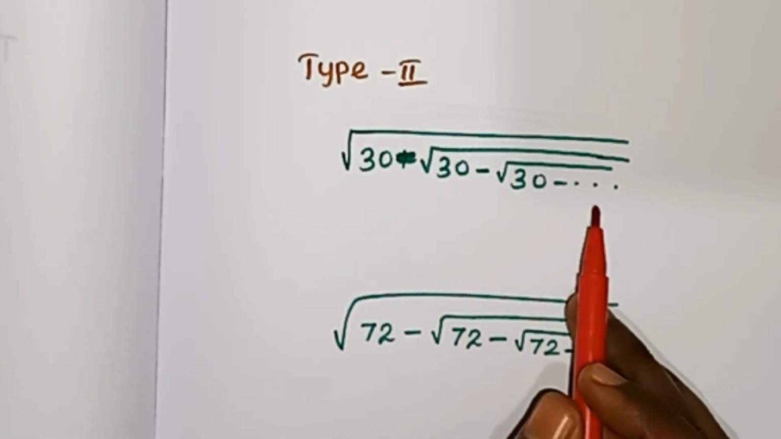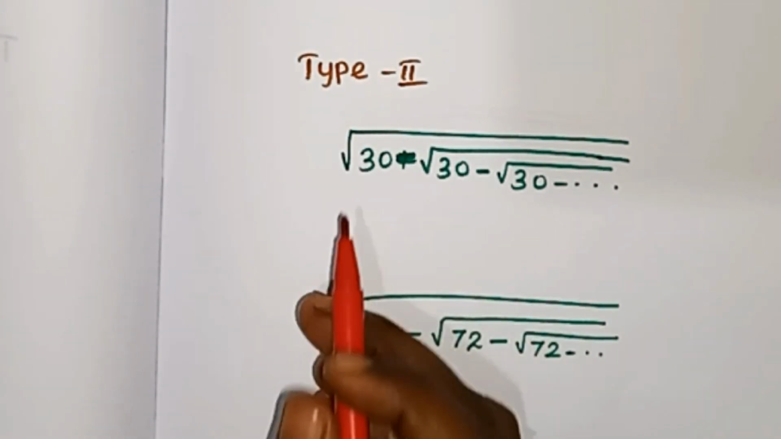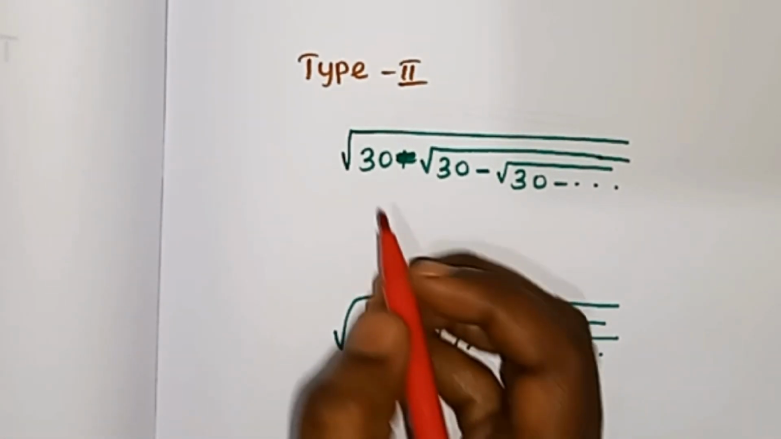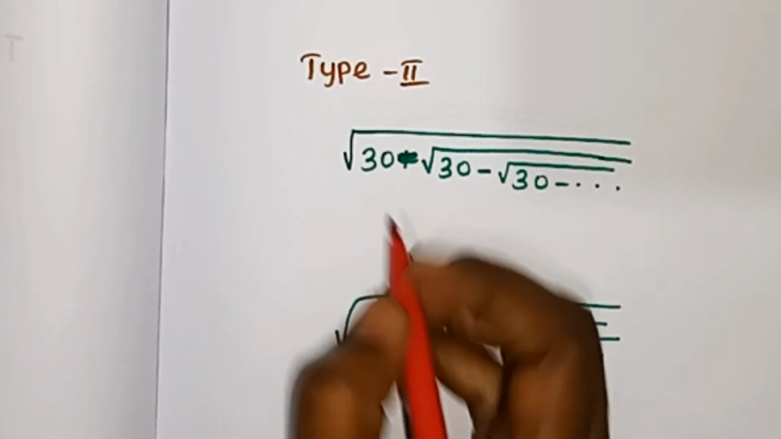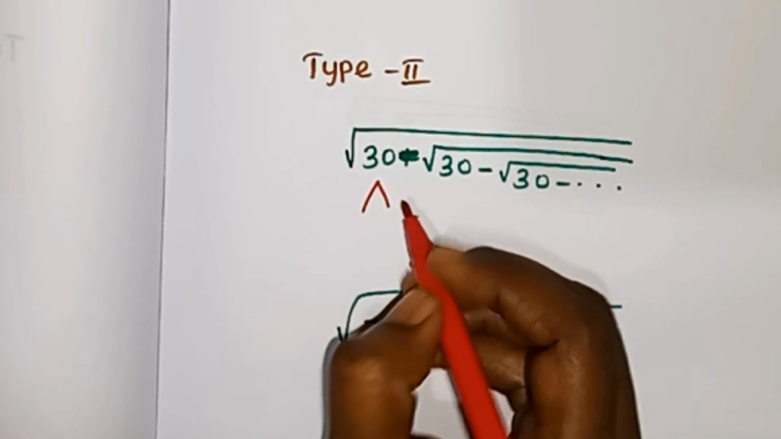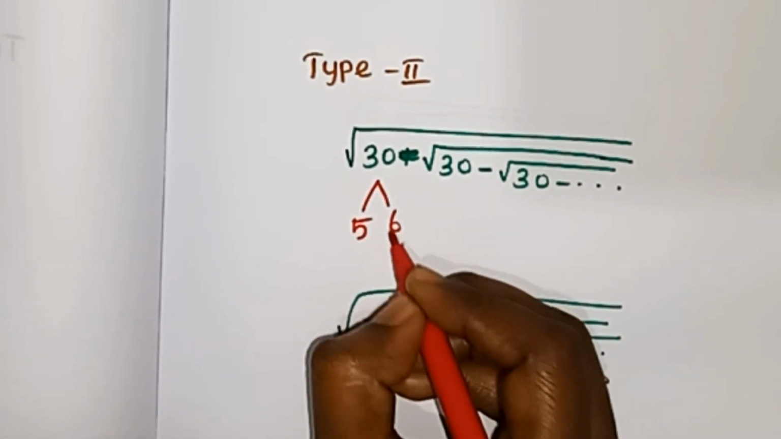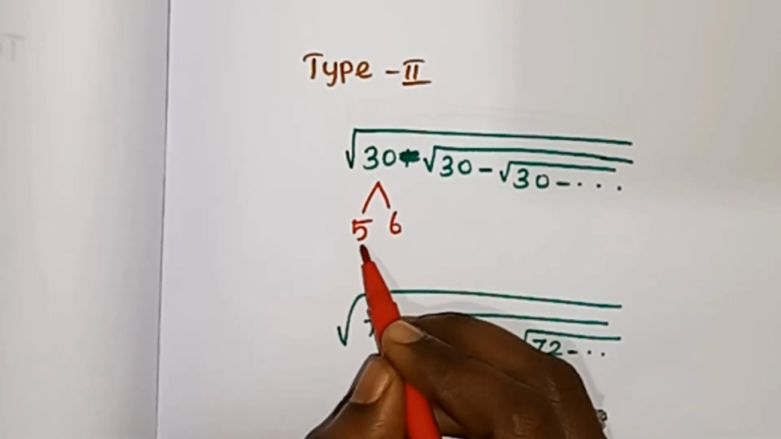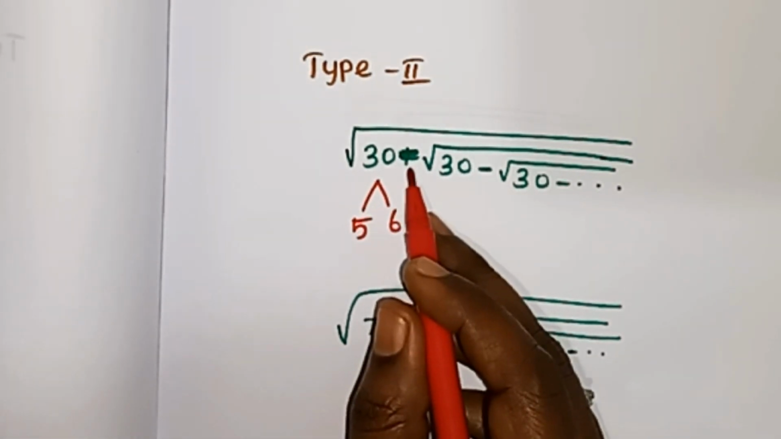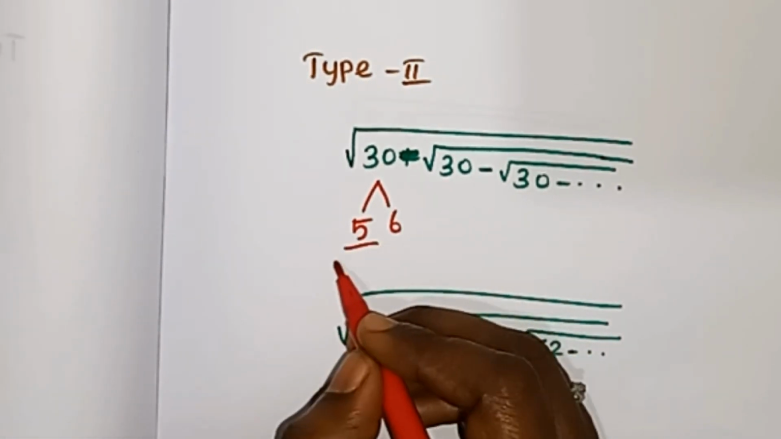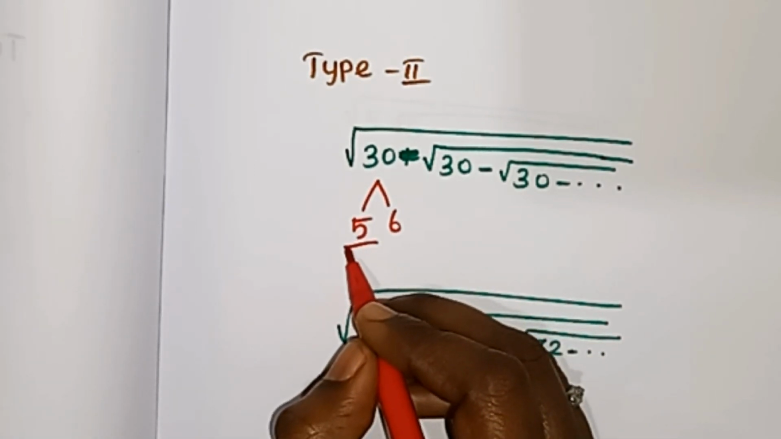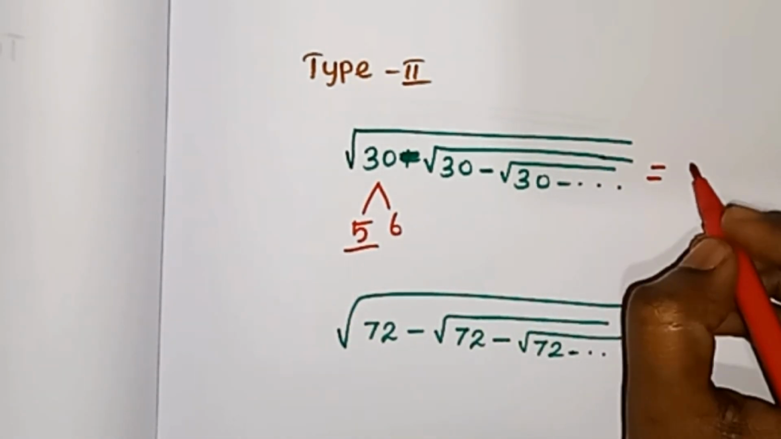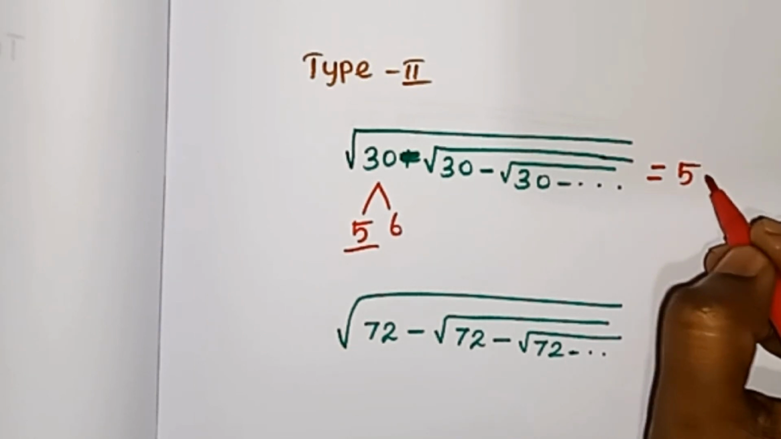Root 30 up to infinite. First you have to find the factors. The difference must be 1. So here 5 sixes are 30. So the difference is 1. And then here minus, so you have to take the smallest value. The smallest value is 5. So the answer is 5.